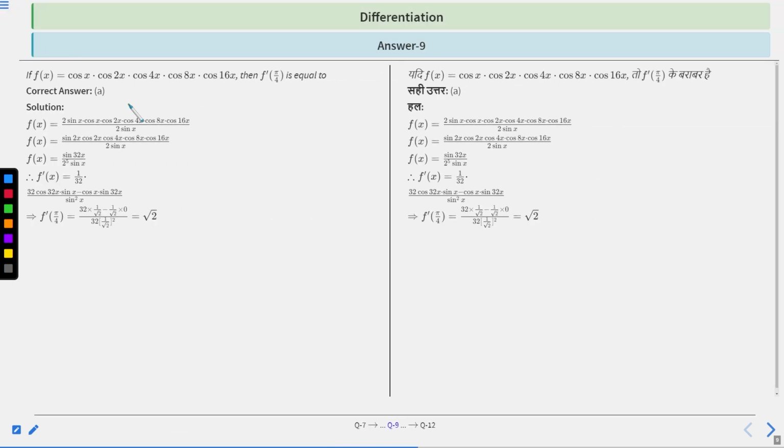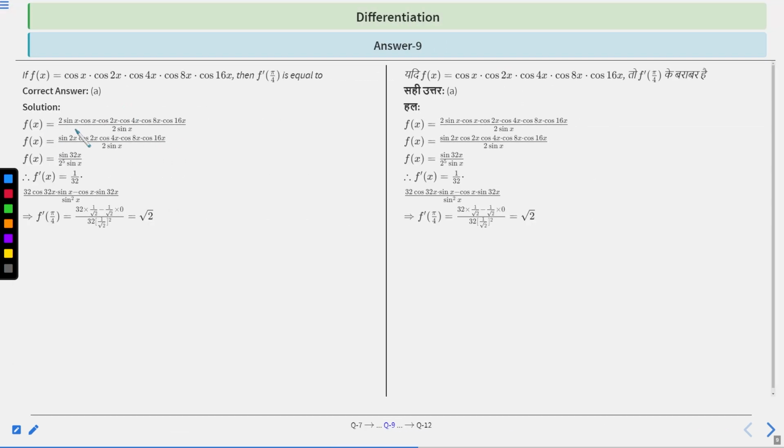Okay, let's move to the solution part. As we have discussed, we have multiplied and divided this expression by 2 sin x upon 2 sin x, right? So it becomes sin 2x cos 2x cos 4x cos 8x into cos 16x. Now it is sin 2x into cos 2x, right? So let's multiply 2 and divide by 2. So denominator becomes 2 square sin x, right? And numerator becomes sin 4x into cos 4x into cos 8x into cos 16x.